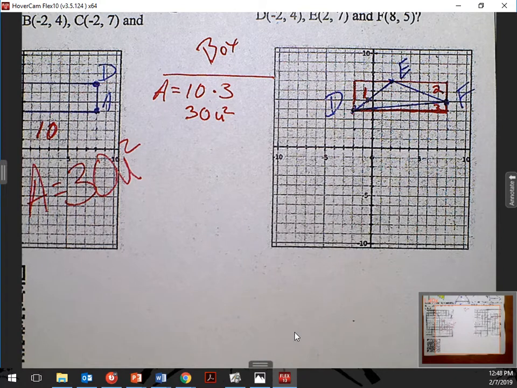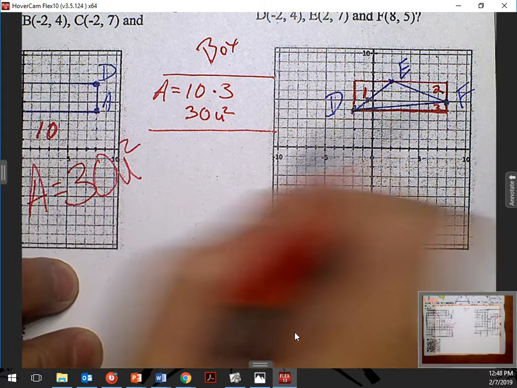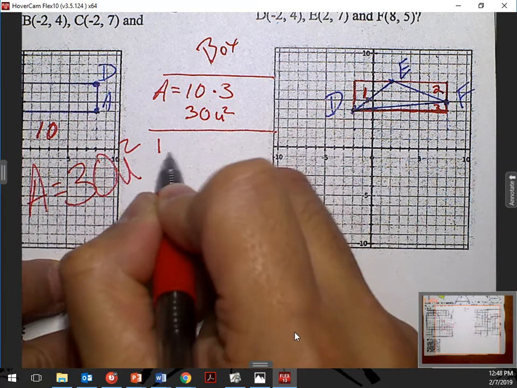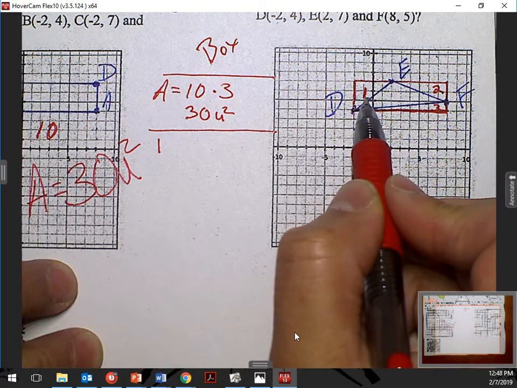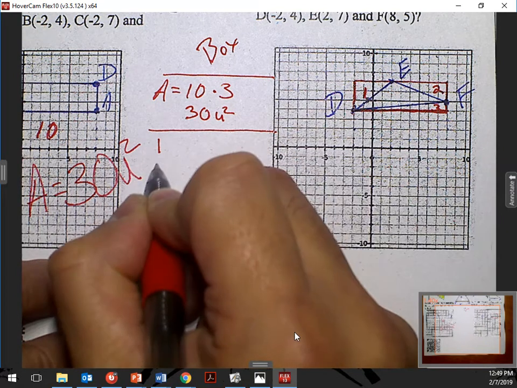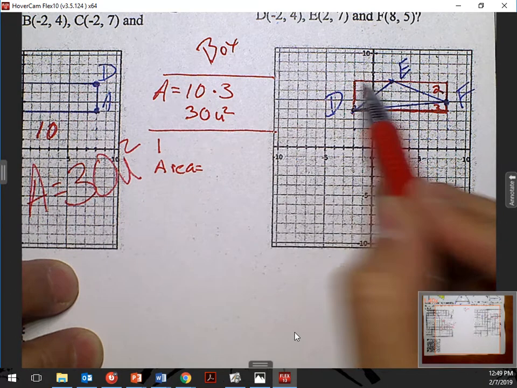Okay? So now we have the box. Now let's go with 1. So for 1, it would be what? The area, it's a triangle, isn't it? The area. Area is going to be 1/2.